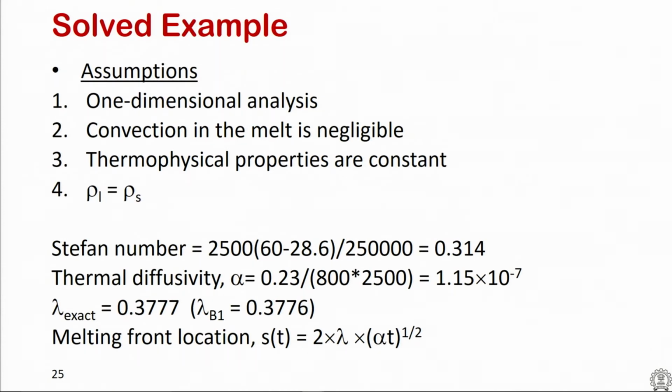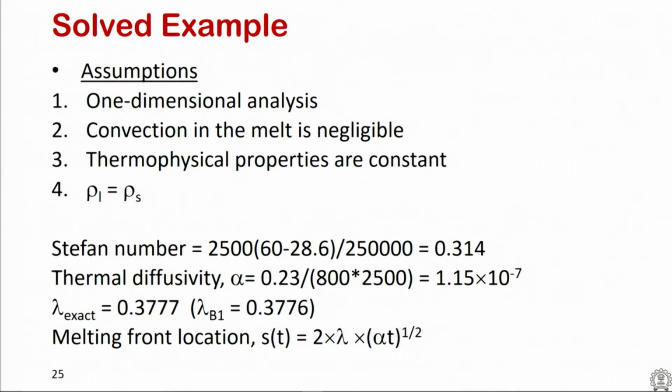The first order of business is to calculate the Stefan number for this problem. If you calculate using the specific heat capacity and the temperature difference, which is 60 minus 28.6, divided by the latent heat, it gives you a Stefan number of 0.3. So, 0.3 means it is a phase change dominated problem, so one has to account for solid-liquid phase change. The thermal diffusivity is on the order of 10 power minus 7. The lambda that we saw in equation A1, you can calculate either numerically or by using some approximate curve fits that are valid, and that is about 0.3777.